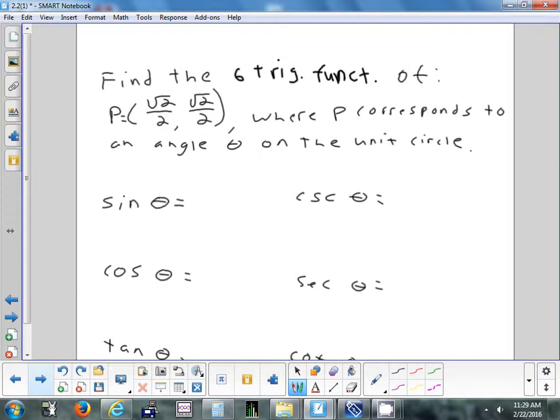Okay, so we'll just go through and find all 6 trig functions. Bailey, what letter is sine equal to again? That's X, or no, Y. Y. What's my y value here? Your Y value is square root of 2 over 2. And which one, since they're the same, was y the first or the second? The second. In this case, if you mixed them up, you'd be okay because they are the same, but we should know which one x and y is. Okay, so that's my sine.